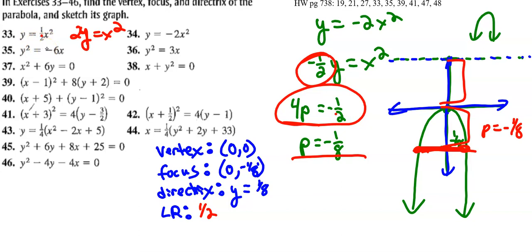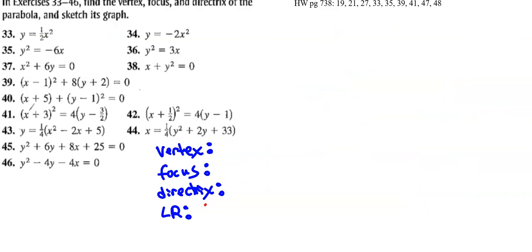39, let's do one like 39. Let's do number 40, so that way you kind of see one that's not having a vertex there at the origin. I'm going to leave all these things right here that we need to know for the parabola, and then let's sketch out the rest.